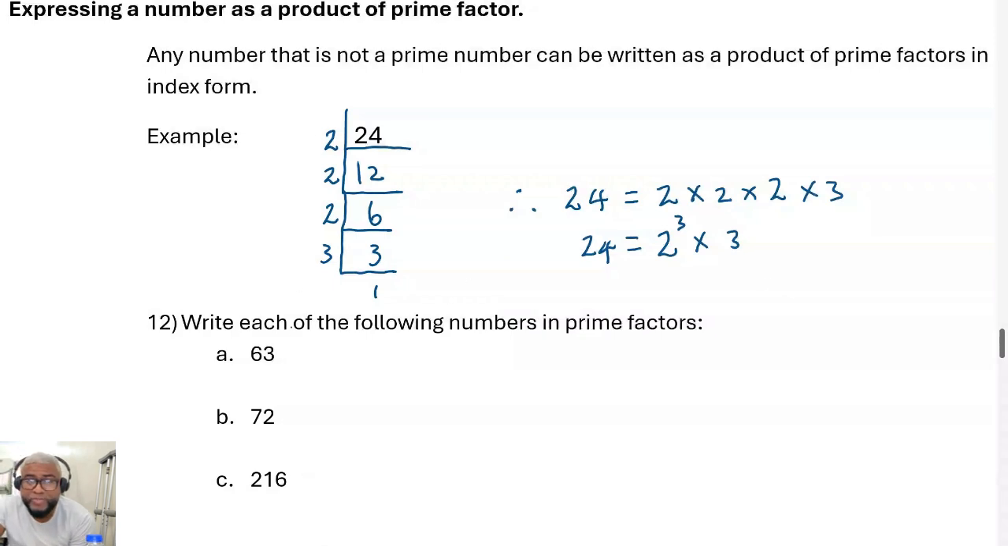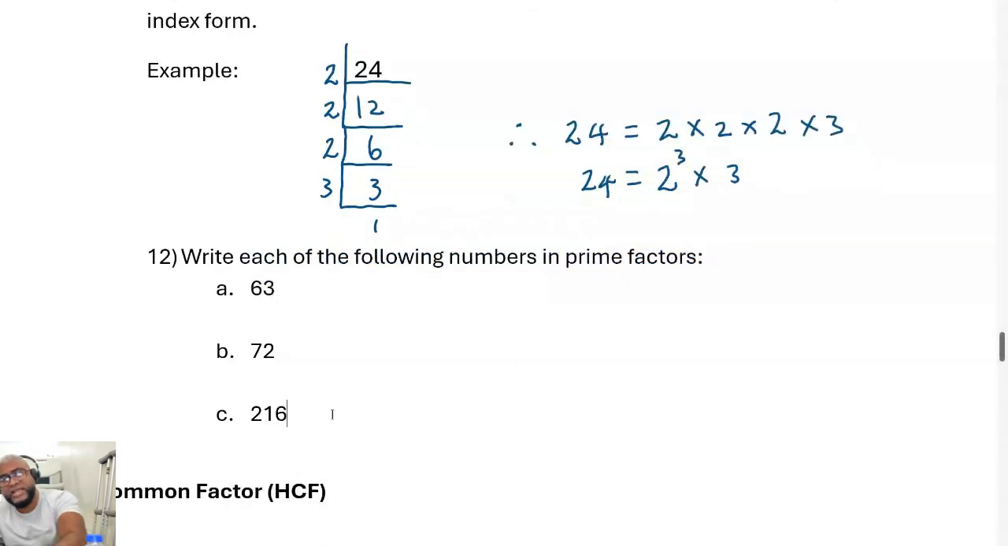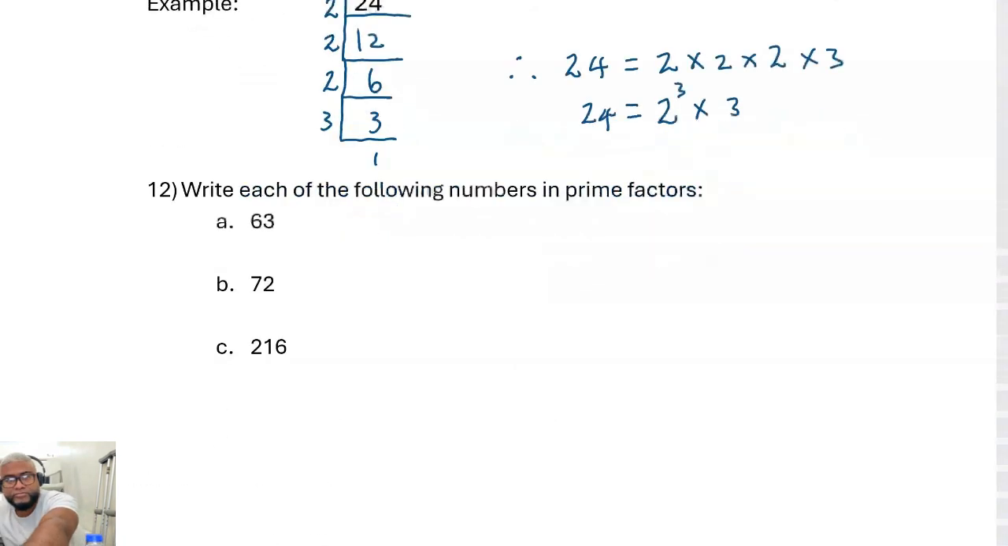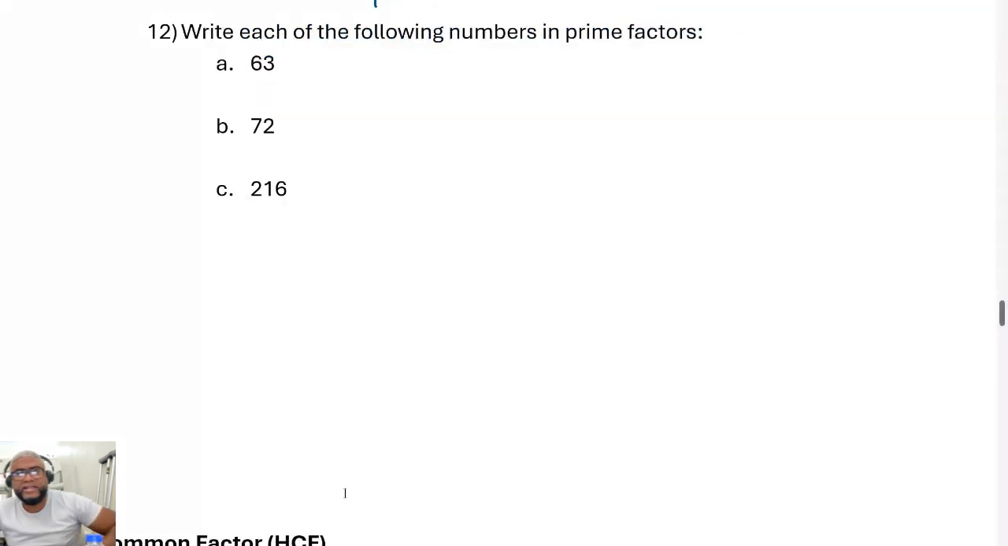So I'm going to do part A here, and then you all will try the next two. As a matter of fact, I'll do part C, right? That's probably the longer, harder one. Let's do C, and then I will give you all a chance to try part A and B. So we're going to do 216.